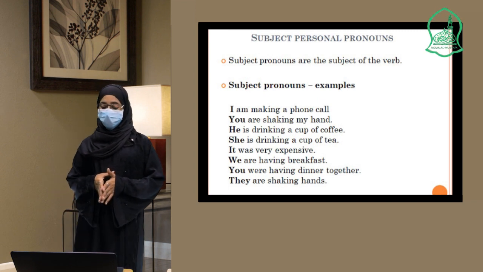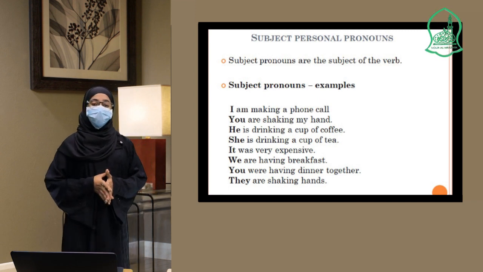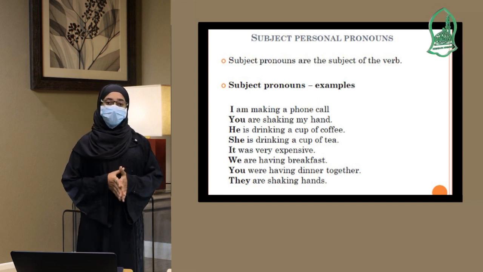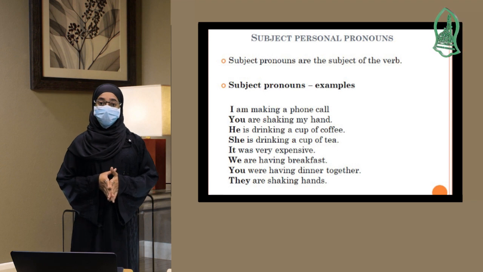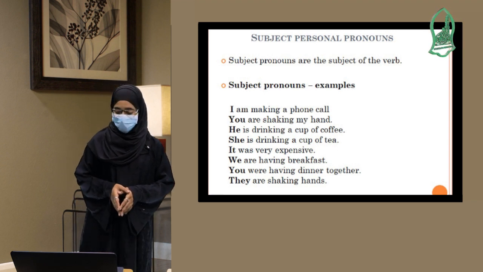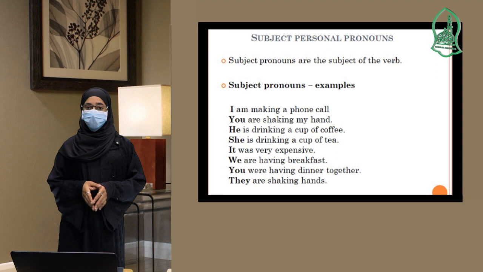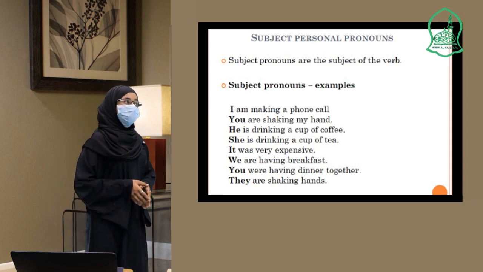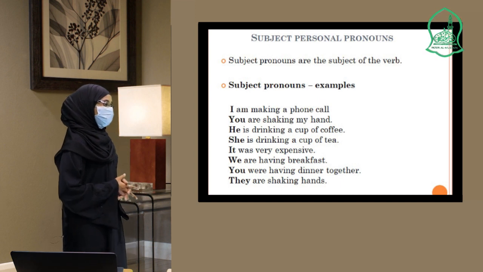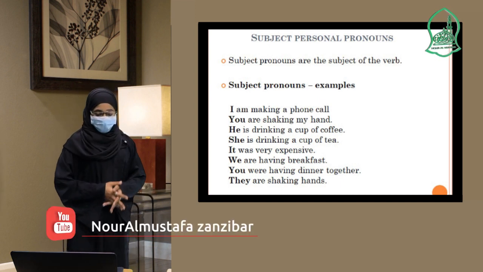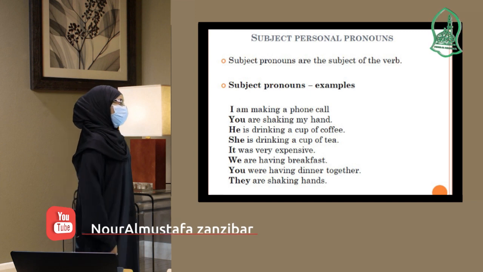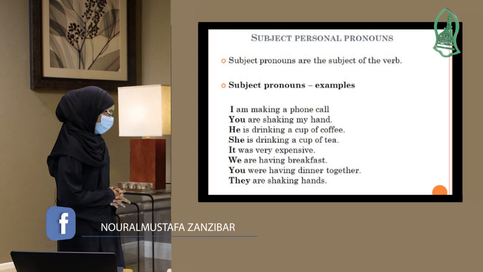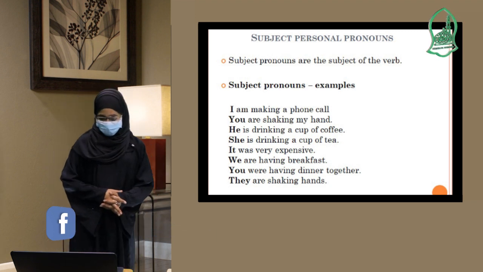And if it's a girl, maybe Aisha is drinking a cup of tea. We don't want to use the name Aisha. So instead of using Aisha, we're replacing the name with the personal pronoun she. She is drinking a cup of tea. It was very expensive. Maybe there's something that you went to buy. You thought it was cheap, but then it was very expensive, maybe a bag. So instead of using the word bag, you are using the personal pronoun it. It was very expensive.